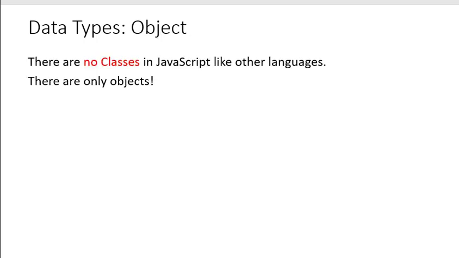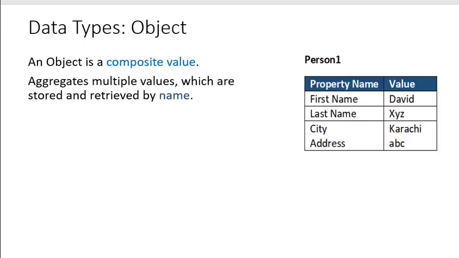Object-oriented programming in JavaScript is different than other languages like C#, Java, or C++. There are no classes in JavaScript. Therefore, objects are not instances of classes. Object is a fundamental type in JavaScript. So what is an object in JavaScript?